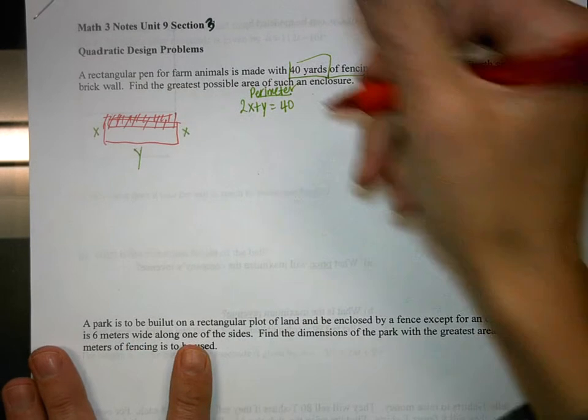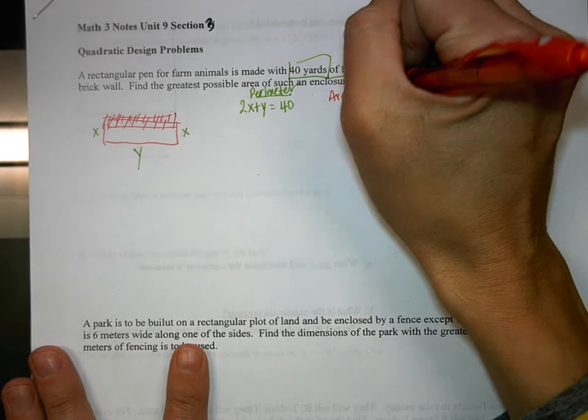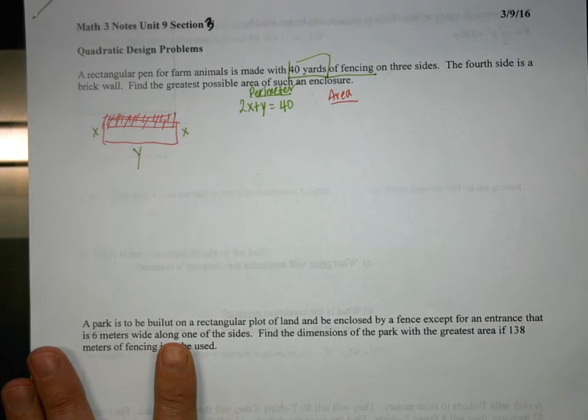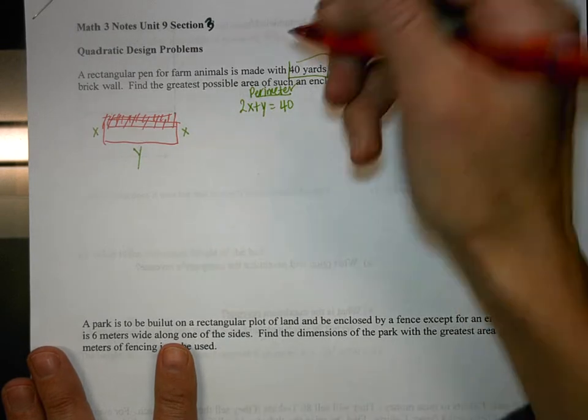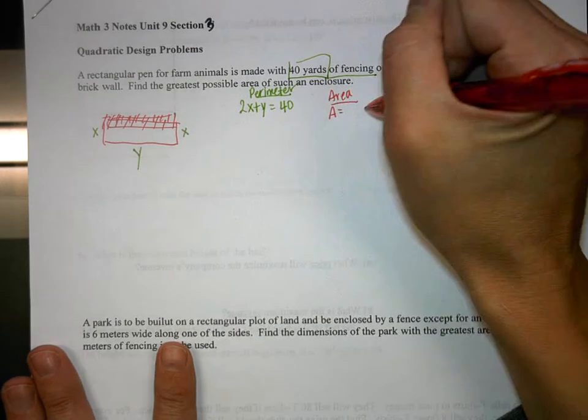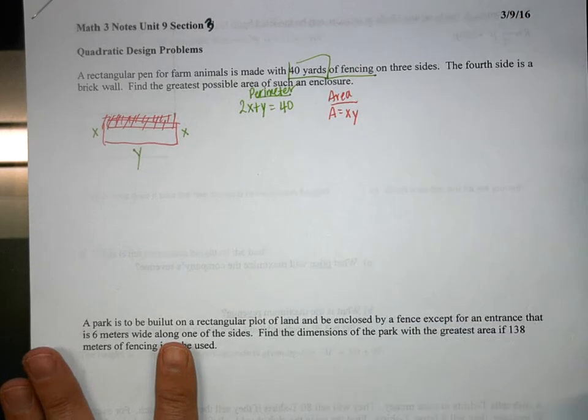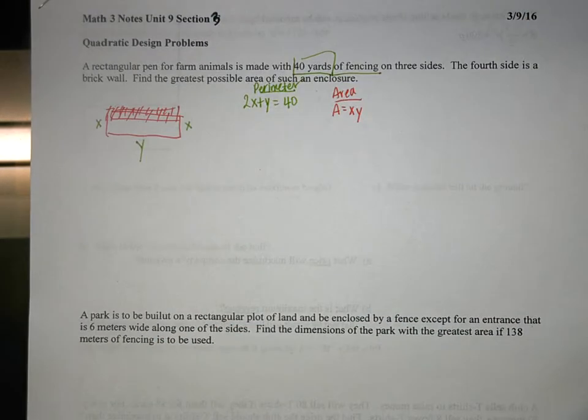Okay, now how do we find the area of this? How do I find that area? What would I multiply? How do you find the area of a rectangle? Okay, so in this case, my area would be x times y. Do you guys agree with me?